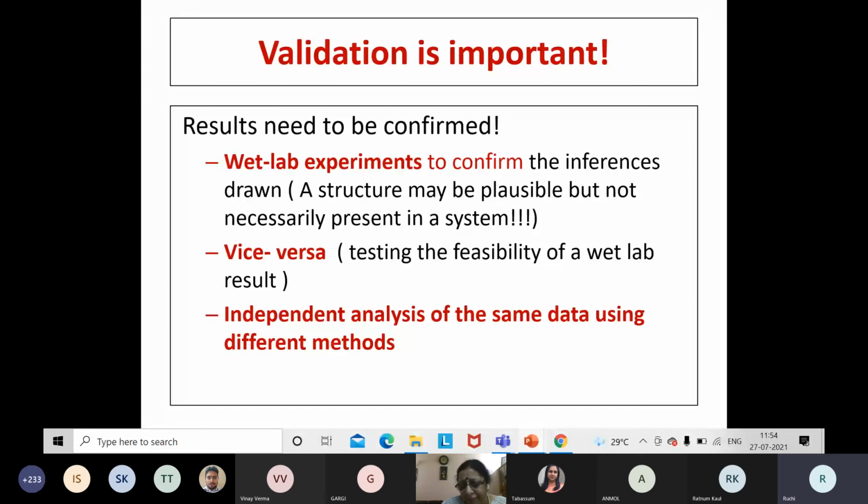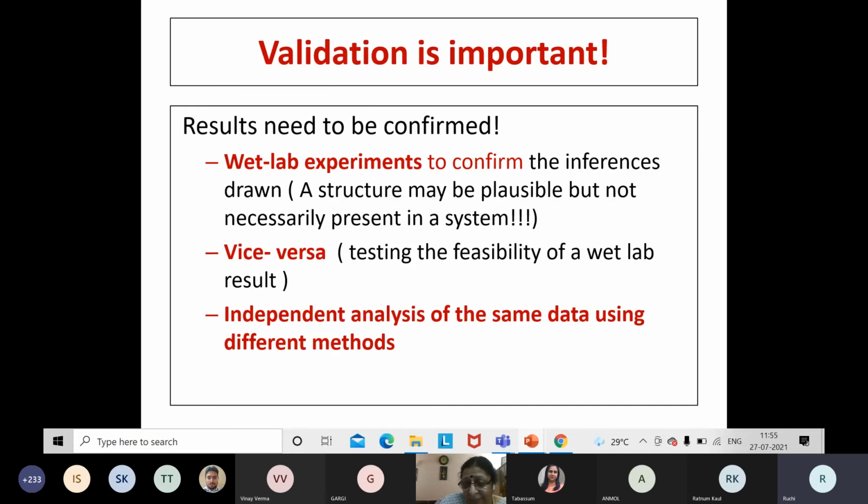Very basic thing is, if you are predicting the structure of a protein, the structure may be plausible, but it is not necessarily that that structure is present in your system. So, in silico analysis, bioinformatic analysis can give you some inference, but for the acceptability of it, it has to be supported by actual experimentation in the lab.